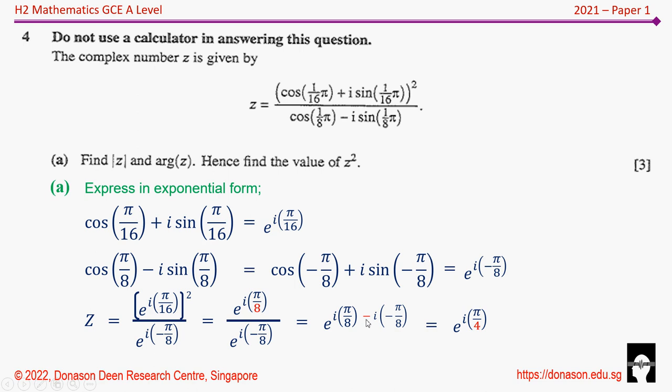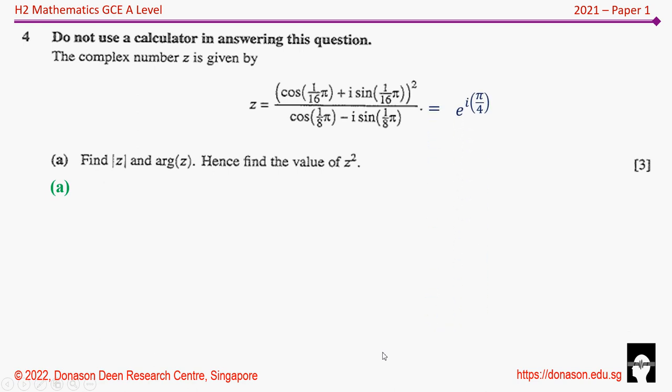So pi over 8 minus minus pi over 8 turns into pi over 4. So this entire complex number, written in exponential form, is simply e to the power of i pi over 4. As we can see, the argument of this complex number z is pi over 4, and the magnitude or the modulus of z is simply 1. So as the question asks, this is equal to e to the power of i pi over 4.